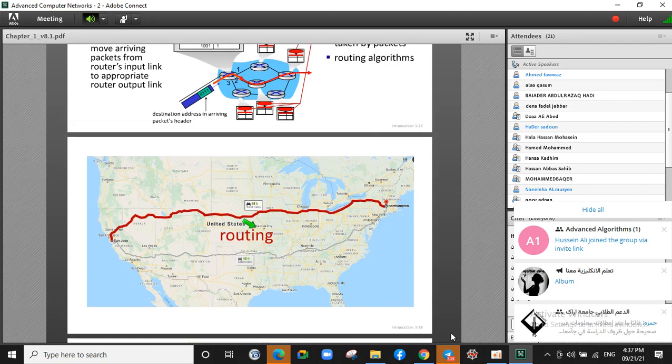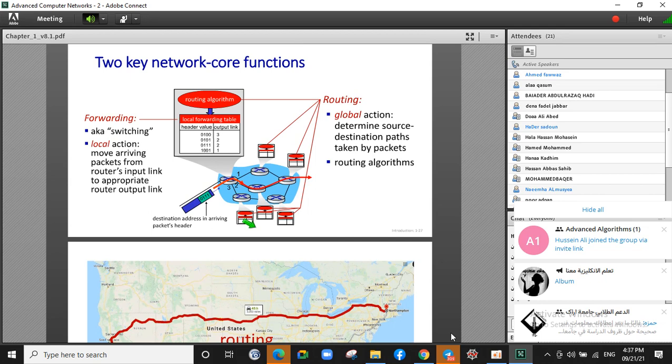Okay, this is routing. So in networks, we need a routing algorithm to find the best or shortest path. But we have to define what is shortest path. Firstly, we find the shortest path, and then we store all information about the roads in a special table. We call it forwarding table or routing table.